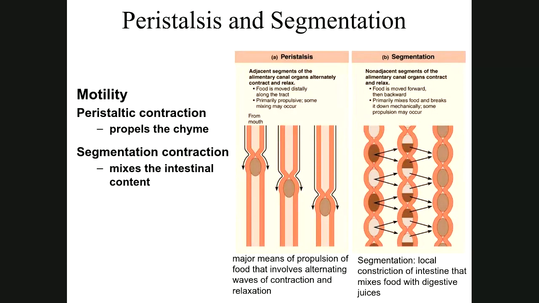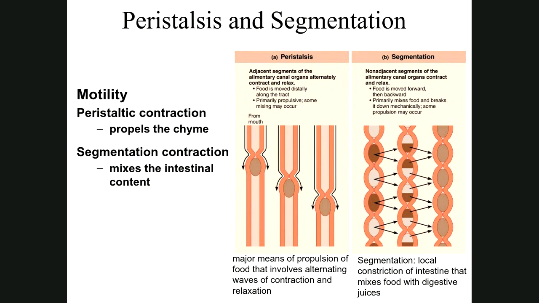And this is because the organs of this canal, the GI tract, can contract and relax. While they are contracting and relaxing, they propel, they move this food distally. We don't call it food anymore, because some mixing can happen over here, so we give it the name of chyme.